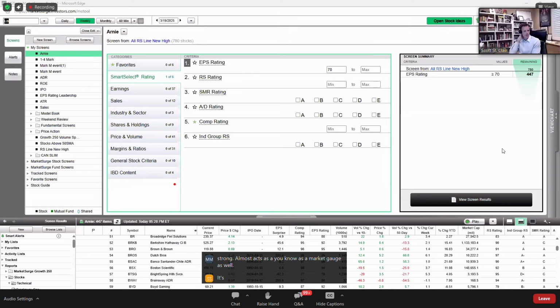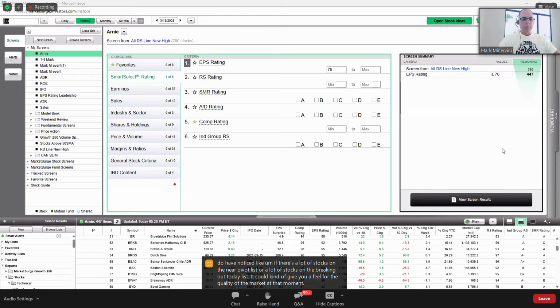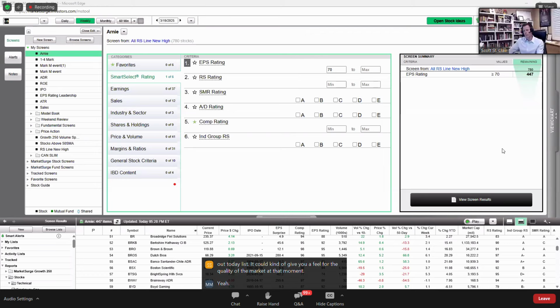It's funny you say that, because in-house we have noticed that if there are a lot of stocks on the near pivot list or a lot of stocks on the breaking out today list, it can give you a feel for the quality of the market at that moment. Yeah. You cannot screen multiple reports into one, so I can't choose the Minervini and the all RS line new high. It's just a single report or the database.